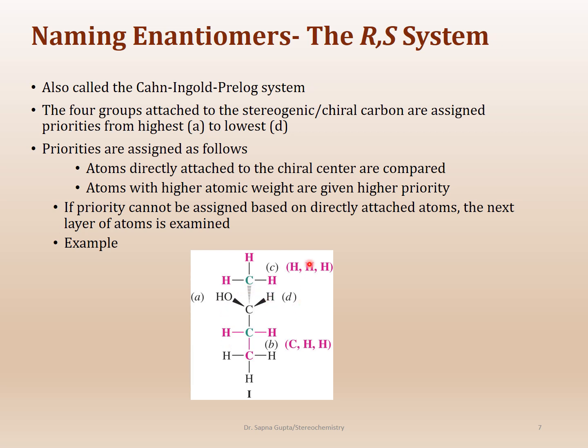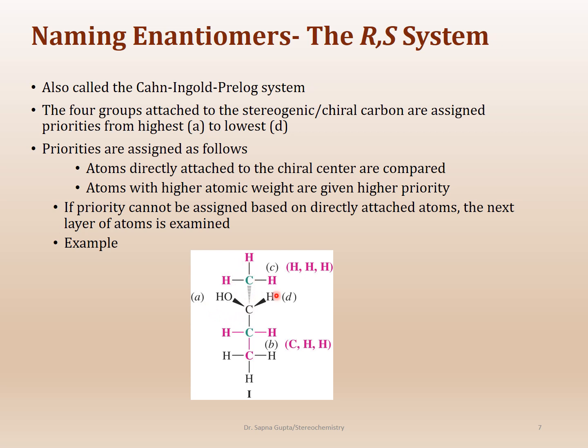Now the important thing over here is that you look at only one atom at a time. So this carbon that you're looking at, you should look at only hydrogen, oxygen, carbon, and carbon. Now obviously we can see a problem here, which is that we have 2 carbons. So if the priority cannot be assigned based directly on attached atoms, then you look at the next layer of atoms. So you have to go atom by atom. So oxygen and hydrogen, not a problem. Hydrogen is the lowest priority. Between carbon and oxygen, not a problem. Oxygen is the highest priority.